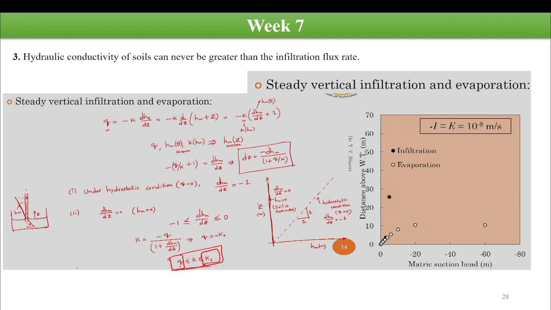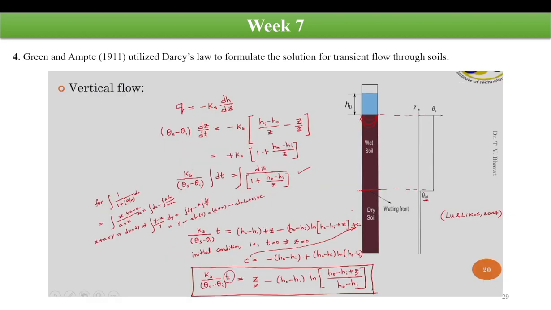Right? So this happens when the hydrostatic condition exists. So the hydraulic conductivity of the soil can be greater than the infiltration flux rate. So this infiltration flux rate is less, and the hydraulic conductivity at saturation or the hydrostatic condition is more, right?